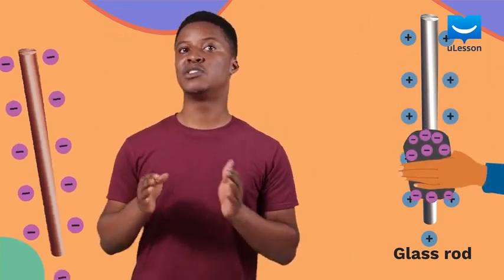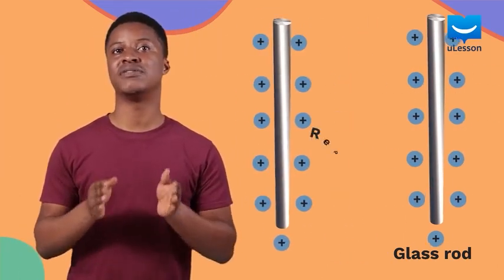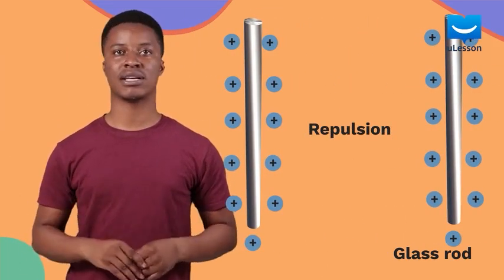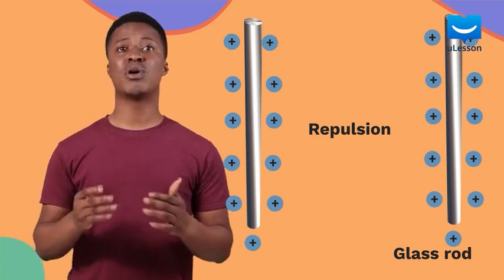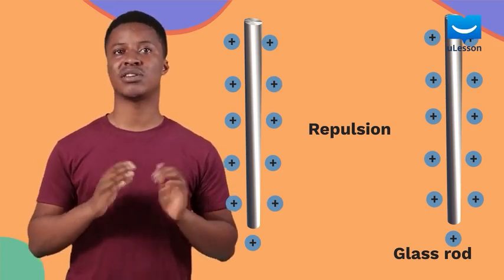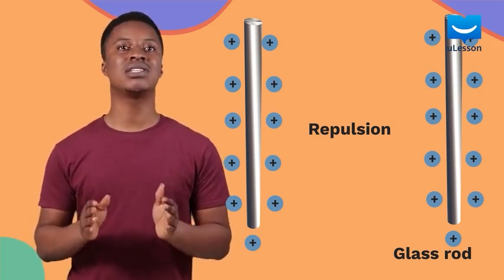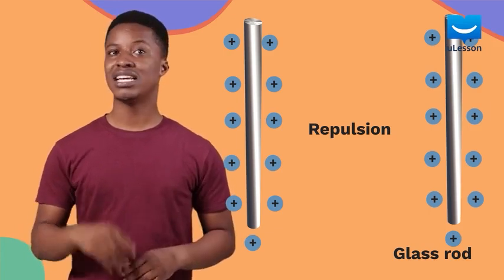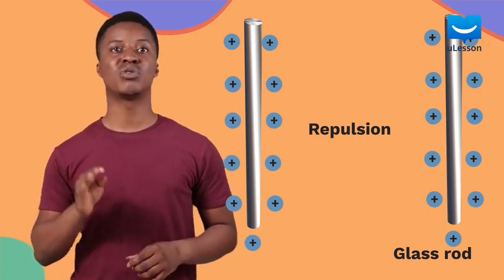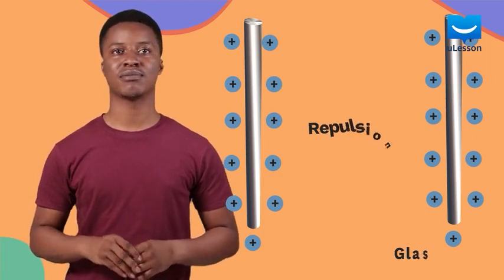On the other hand, if two like charges are placed in the path of the other, they will repel each other. You can try this by rubbing two glass rods on a silk cloth and placing both within 1 centimeter of the other. The positive charge generated on both rods will cause repulsion.